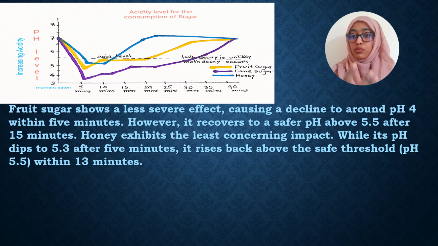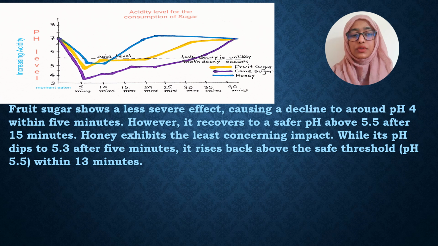As we have highlighted the most focused topic, which was related to canned sugar, now gradually we will go into the other topics. After discussing the most focused topic, what will we do? Gradually we will start discussing each of the highlighted data, not each of the topic data. So next, what seems crucial is fruit sugar, right? The consuming of fruit sugar. What happens after consuming fruit sugar? Fruit sugar shows a less severe effect, less than the canned sugar, causing a decline to around pH 4 within 5 minutes.